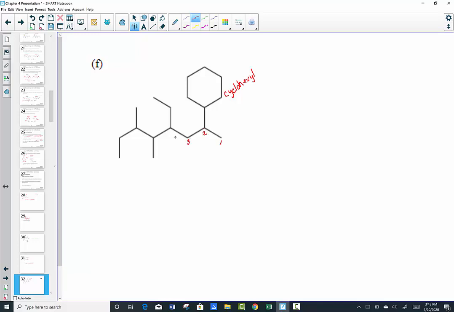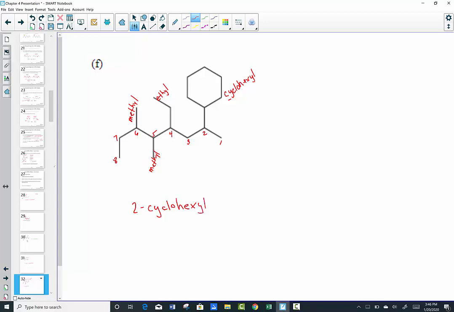1, 2, 3, 4, 5, 6, 7, 8. You finding 8 carbons? At carbon 2 is the first branch. That's better than going left to right where it would have been carbon 3. This is an ethyl. This is a methyl. Here's another methyl. All of those branches getting labeled. So alphabetize. Cyclo is the letter C. That's our first letter in the alphabet. So 2-cyclohexyl.